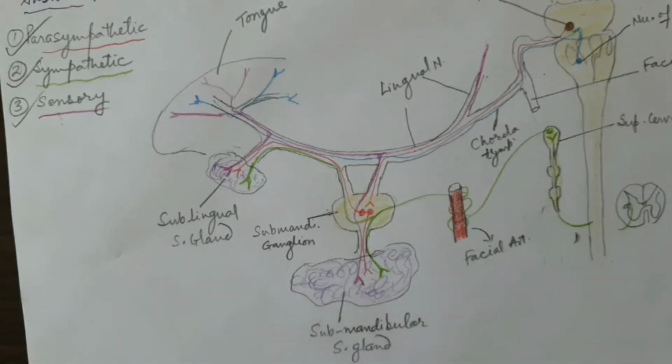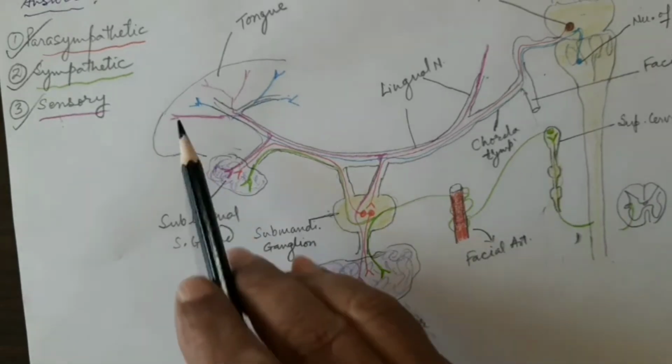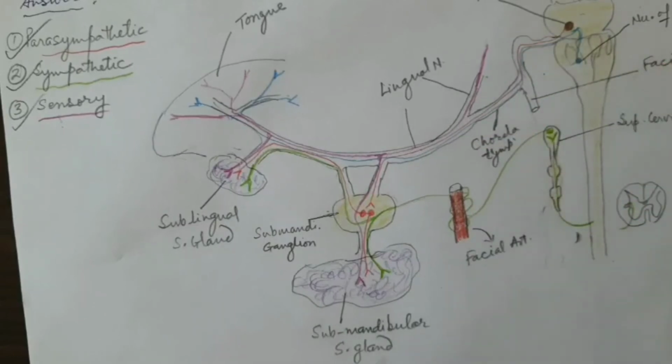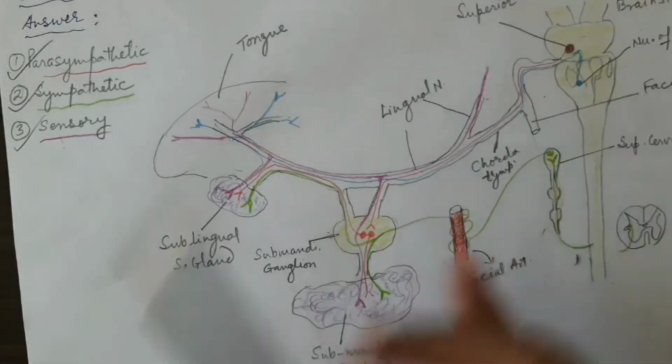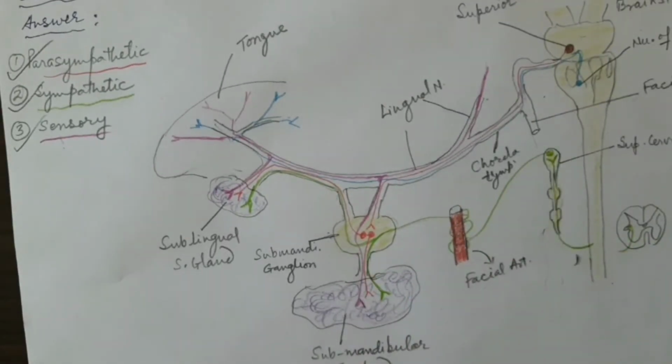Which type of sensation from the anterior two-thirds of the tongue is it carrying? It is carrying the exteroceptive sensation, that is the pain, touch and temperature. You can feel the pain, you can feel the touch, you can feel the temperature from the anterior two-thirds of your tongue because of these fibers of the lingual nerve. Right. But at the same time, I will tell you something more. Okay, so this will complete your innervation of the submandibular region.